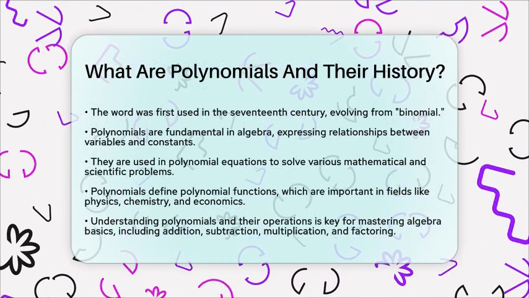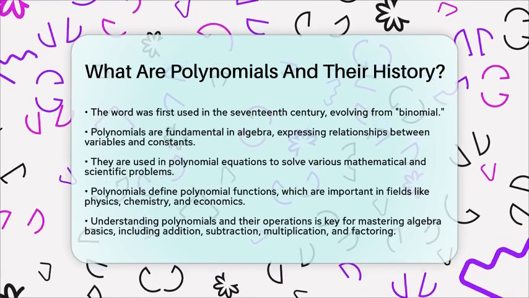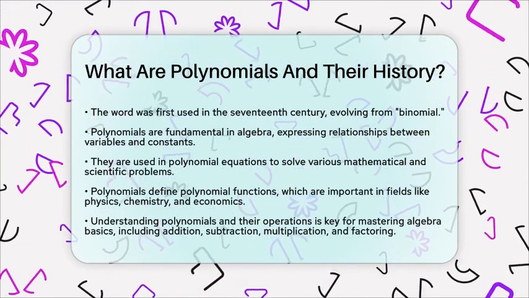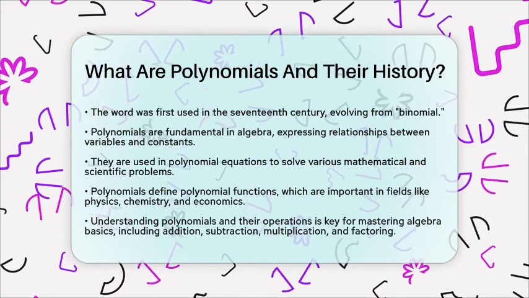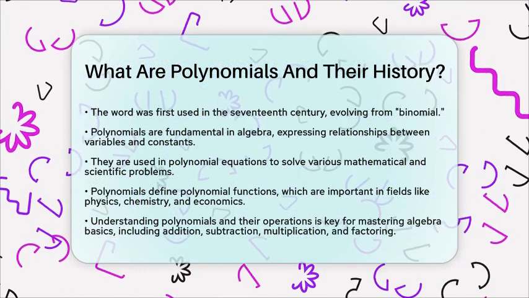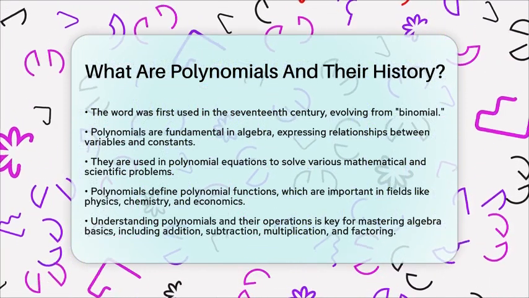So, polynomials are expressions made up of variables and constants combined with addition, subtraction, and multiplication, with whole number exponents on variables. Their history traces back to the 17th century, and they serve as a foundational concept in algebra and many scientific applications.